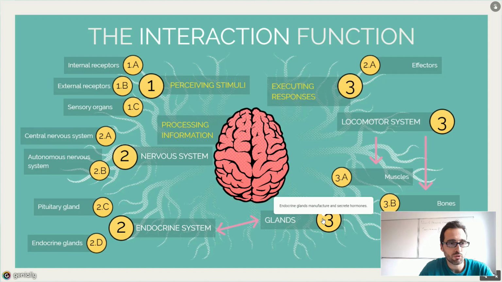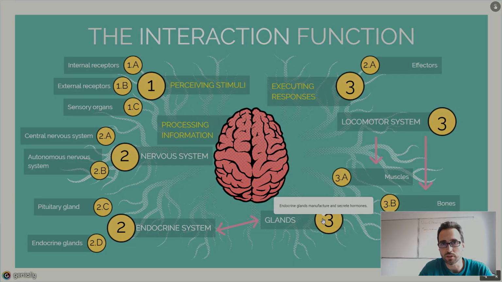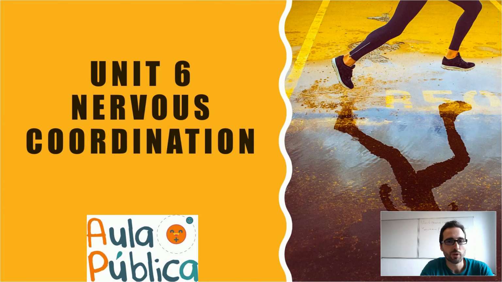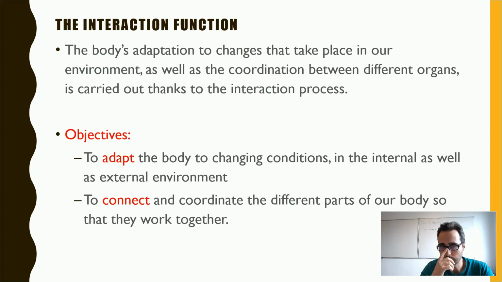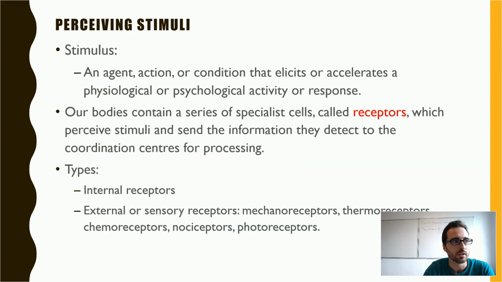Now we are going to talk about the nervous system a little bit. So we are going to start with Unit 6, nervous coordination. Just to remind you a couple of things first. I want to remind you the objectives of the interaction function is to adapt the body to the changing conditions, no matter if they are internal or external, and to connect and coordinate all the organs that compose our bodies.